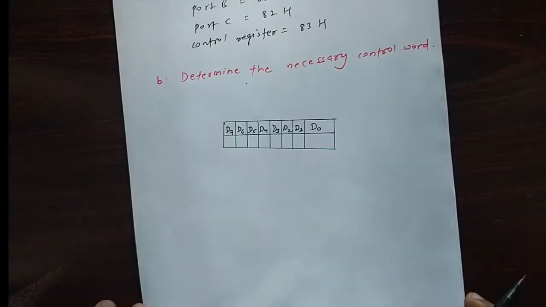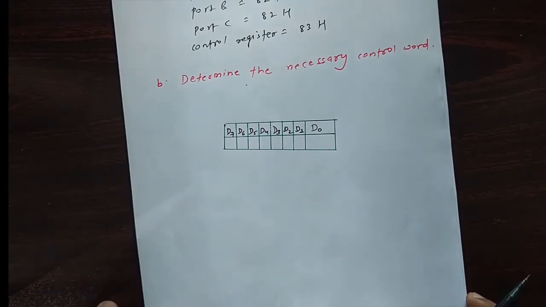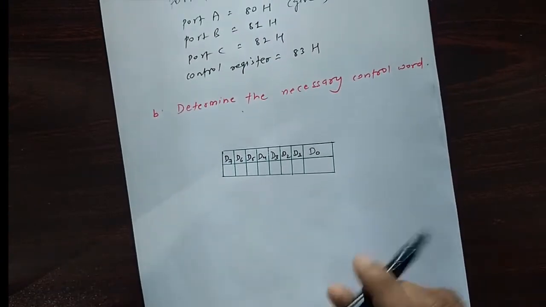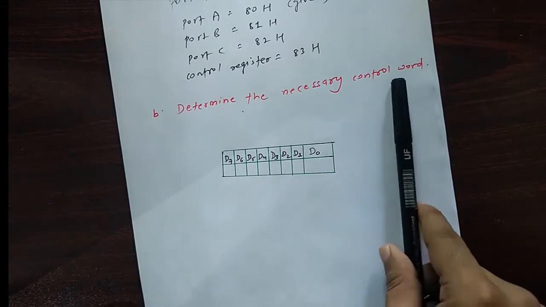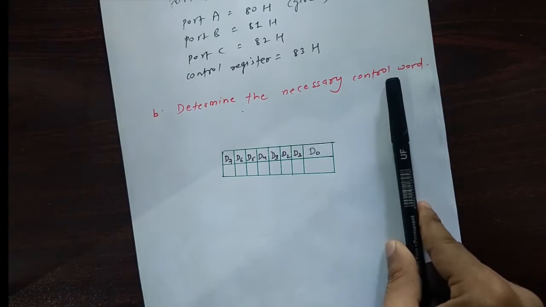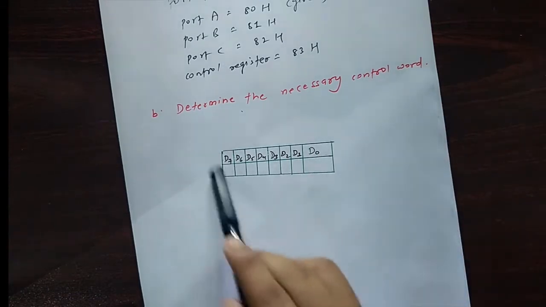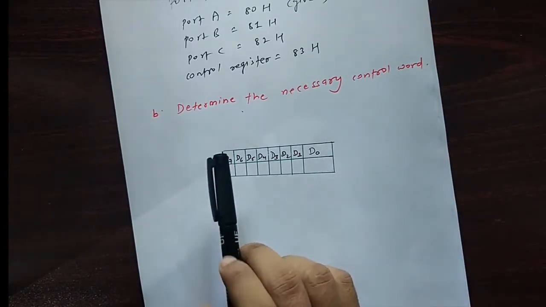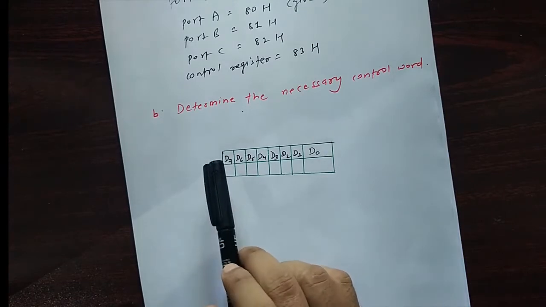Alright, the next question is: determine the necessary control word. The control word, when output to the control register, defines the function of each port, and it has 8 bits as you can see here. Now I'm going to explain what each of these bits is.